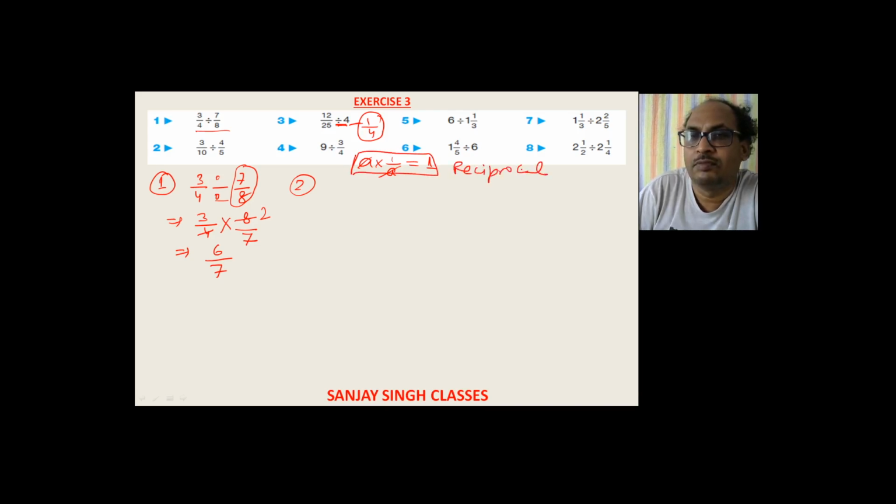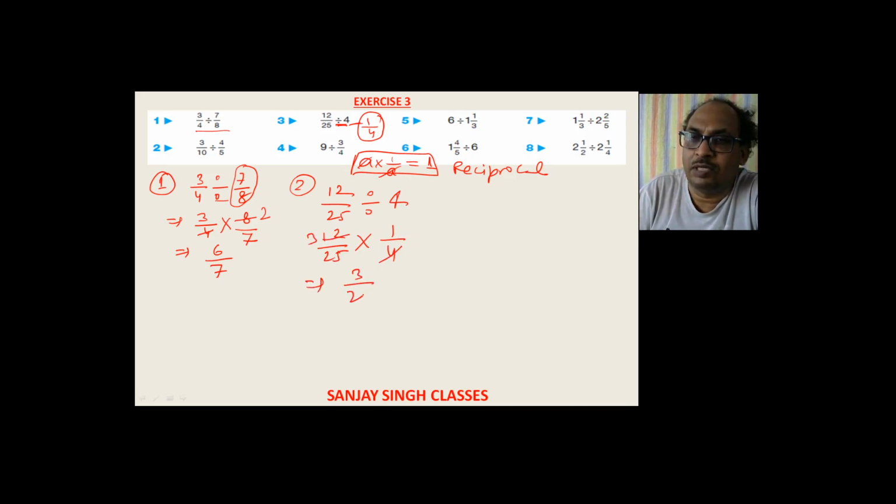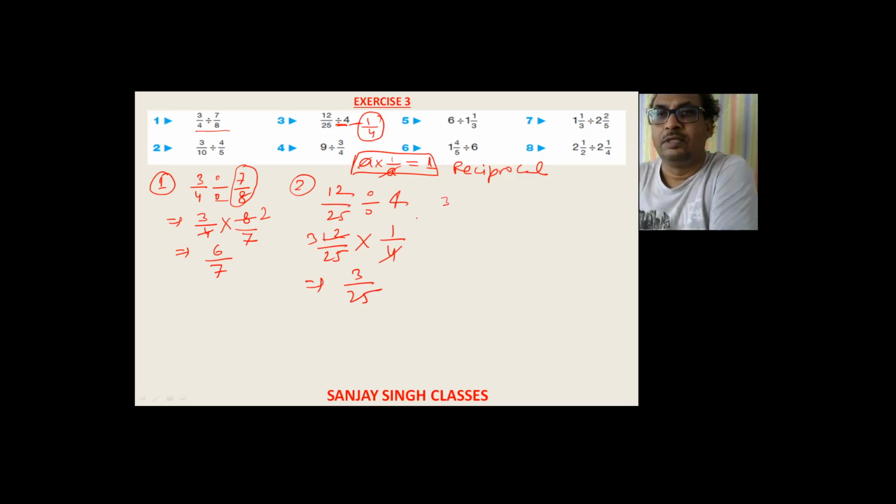Right. So question number 2 is 12 by 25 divided by 4. Then further, 12 by 25, we will convert this division into multiplication, and the reciprocal will become 1 by 4. 4 will cancel this as 3, and our answer will become 3 by 25. Right. Then okay, this is question number 3 actually. Right. Then question number 5.